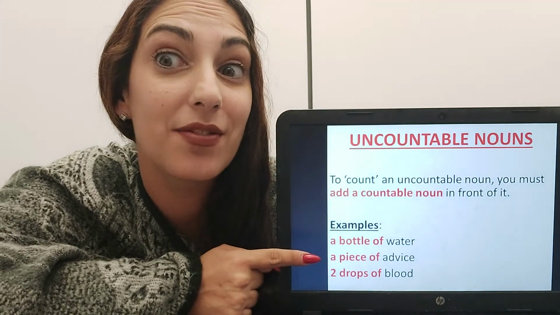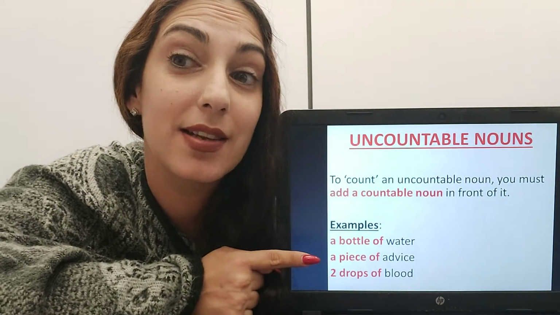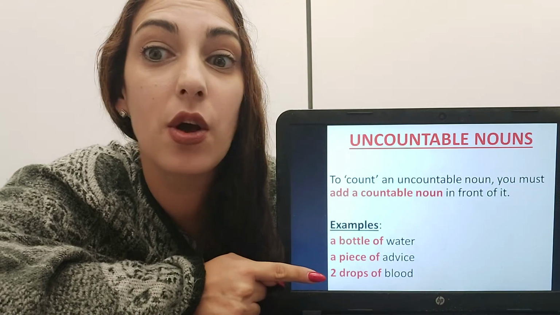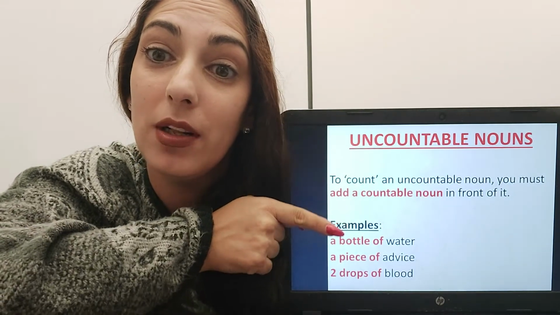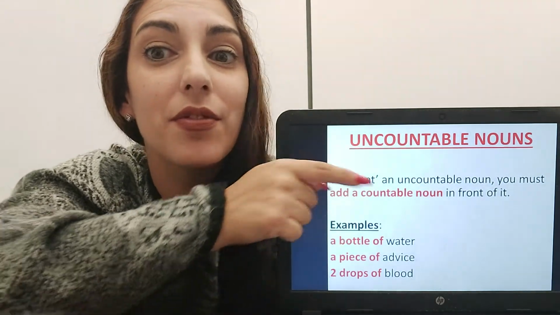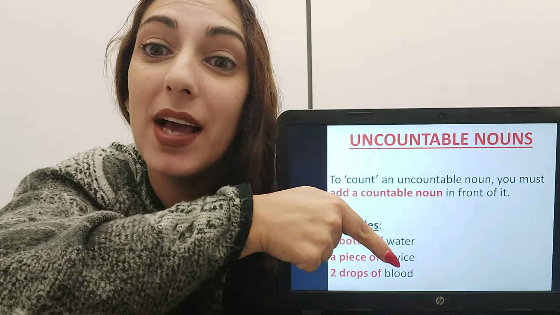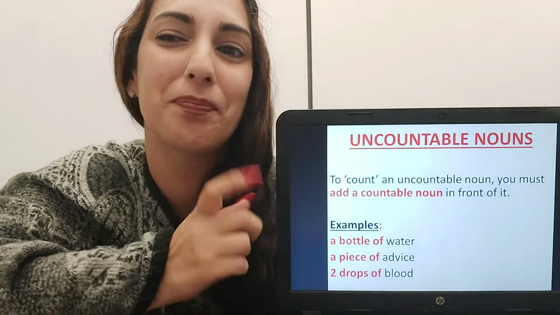A piece of advice. 2 pieces of advice. 3 pieces of advice. Some pieces of advice. Or 2 drops of blood. So you see I add bottle, piece, and drops, which are countable words, in front of water, advice, and blood, which are uncountable words. And now I've made them countable. Let's move on.